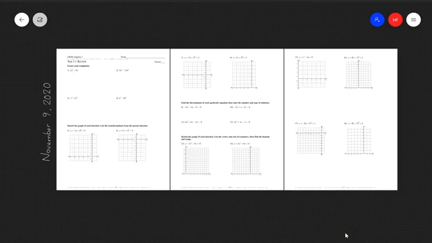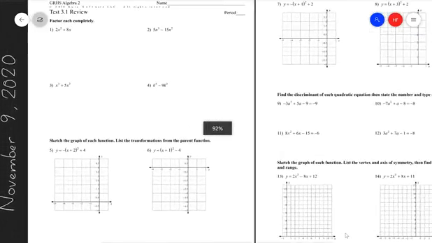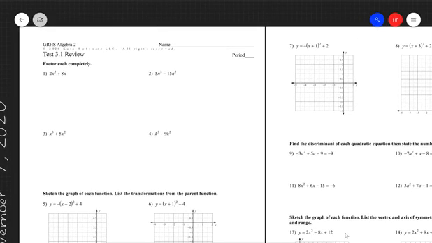So today is November 9th, and we are doing the test 3.1 review. So your test is tomorrow. That is the first test of the third 6 weeks. So on this first section, we are factoring each completely. And so when we factor, we are just trying to pull out what is common.